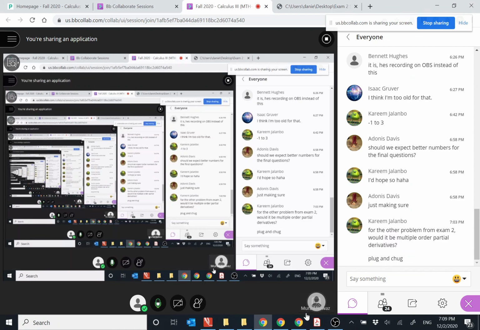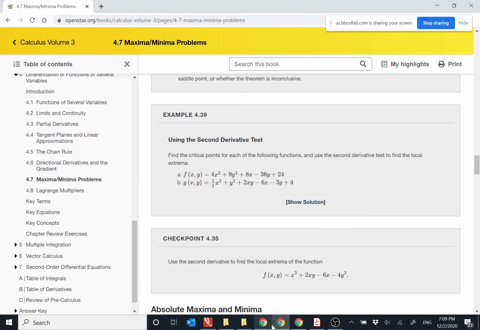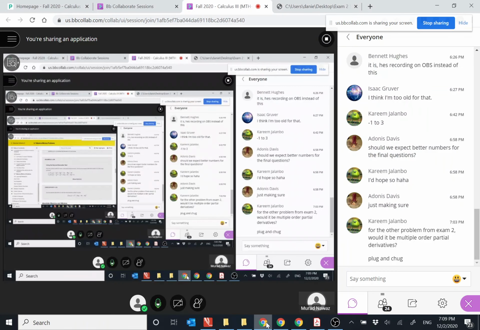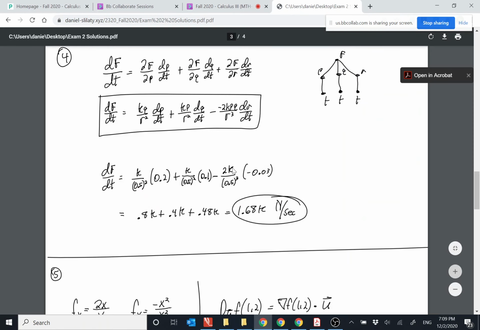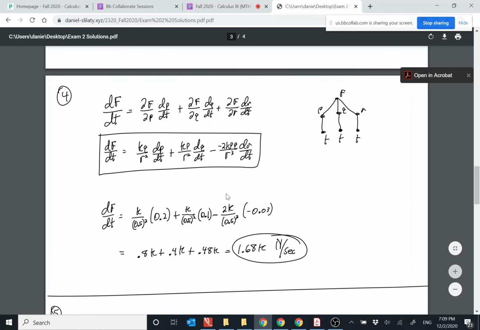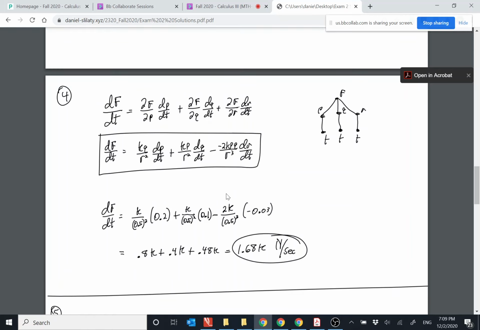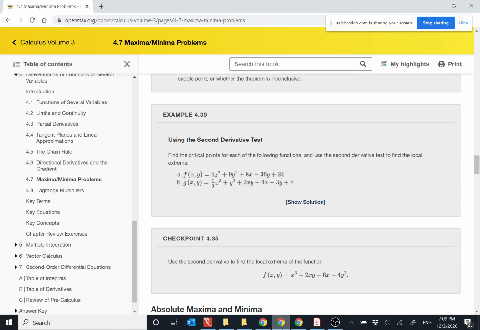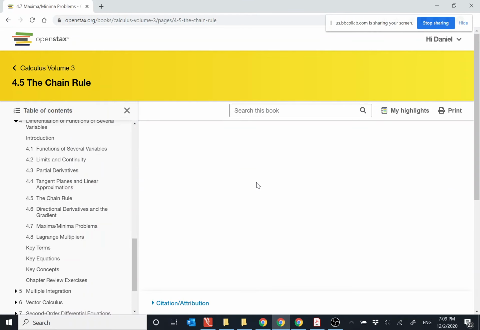Then plug and chug. Right, exactly. So I was pleasantly surprised on that one. I think a lot of folks knew what they were doing there. So where are those problems? Those problems are in the section on the chain rule.